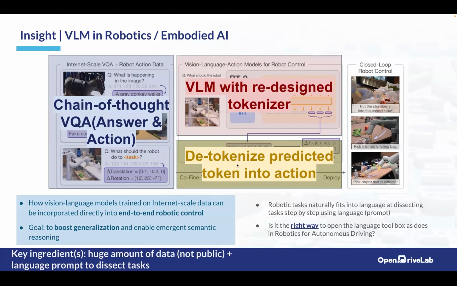But it also raises some questions, like is this the right way to open the language toolbox as done in robotics for autonomous driving? Because it seems like autonomous driving doesn't need a human to interact with the system, so involving language seems not necessary.